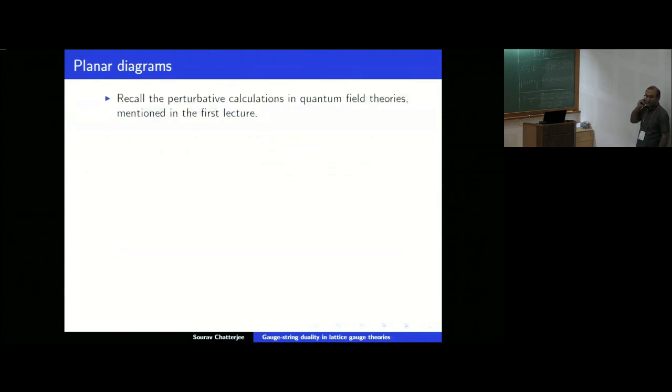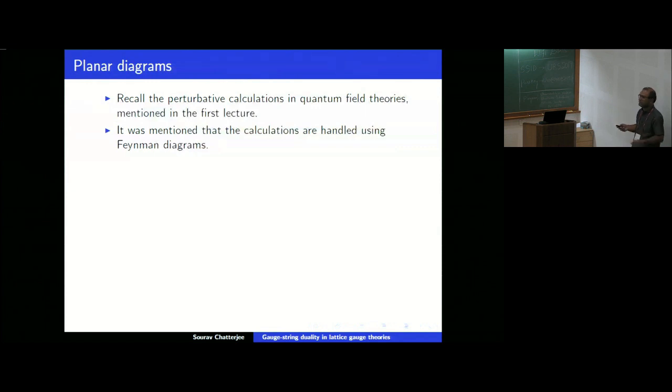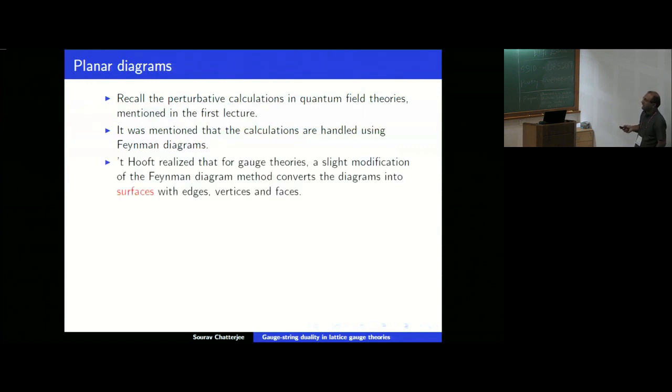So let me talk very briefly about planar diagrams. This talk doesn't have much to do with planar diagrams, but let me just tell you the background since we are talking about this. So recall from the first lecture that in quantum field theories, we do perturbative calculations, okay? These perturbative calculations are handled using Feynman diagrams. So there's an expansion kind of thing, and to keep a handle on what you're doing, you use this diagrammatic approach. And 't Hooft realized that for gauge theories, you can modify this Feynman diagram method to convert these diagrams into surfaces with edges, vertices, and faces.